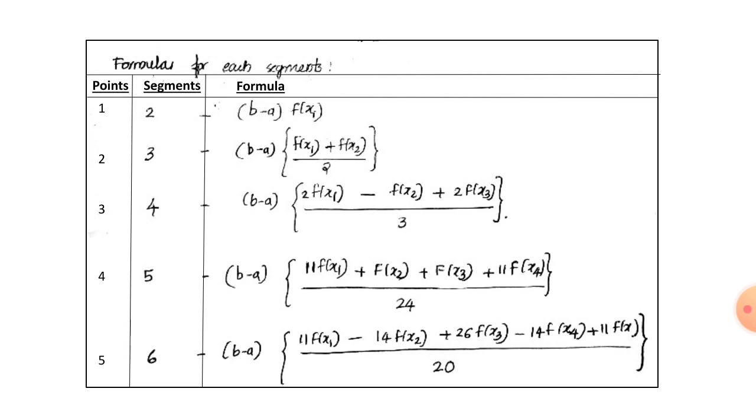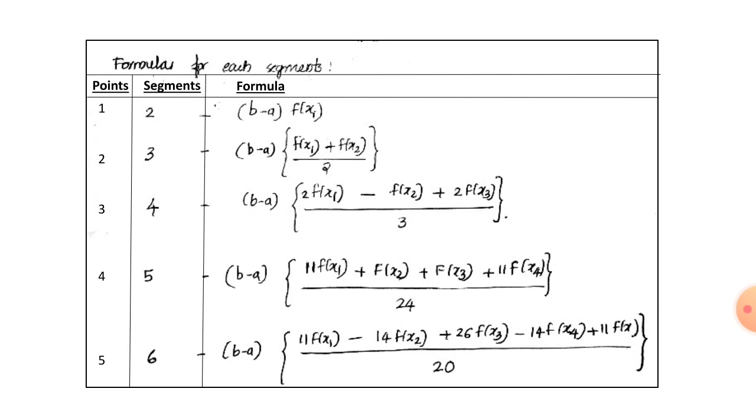Then in case where there are 6 segments, the equation is b minus a into 11f of x1 minus 14f of x2 plus 26f of x3 minus 14f of x4 plus 11f of x5 divided by 20. Okay, so these are the different formulas for each number of segments. So we have to keep in mind all this.